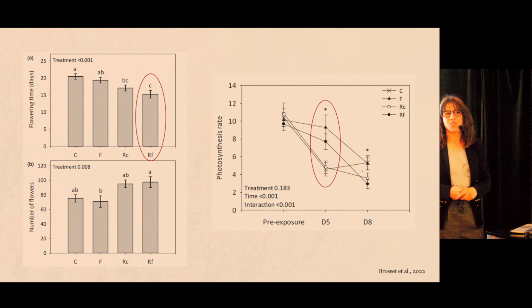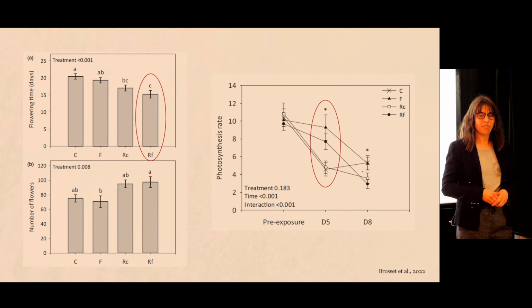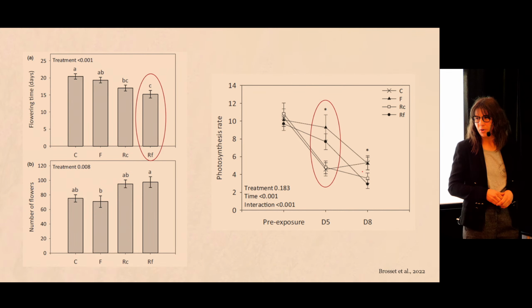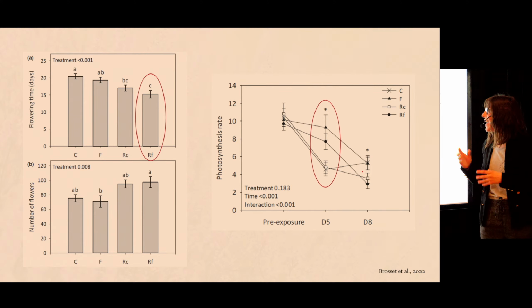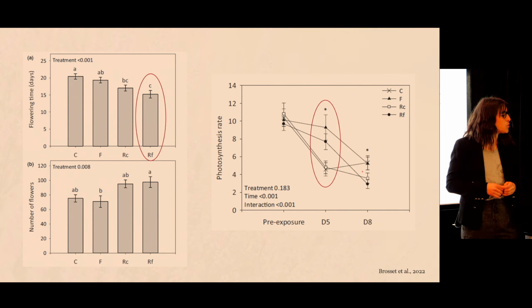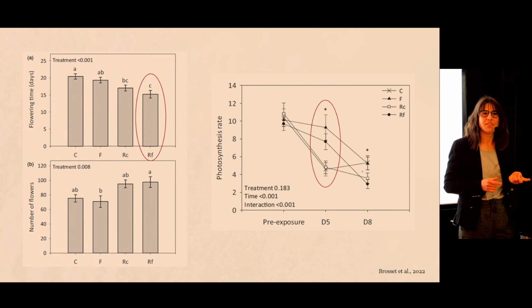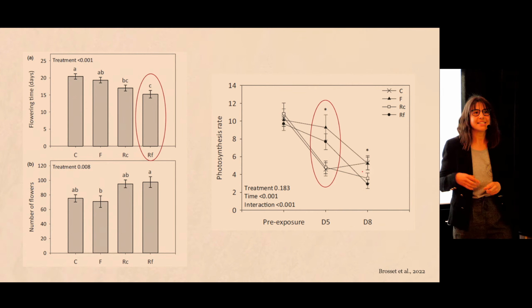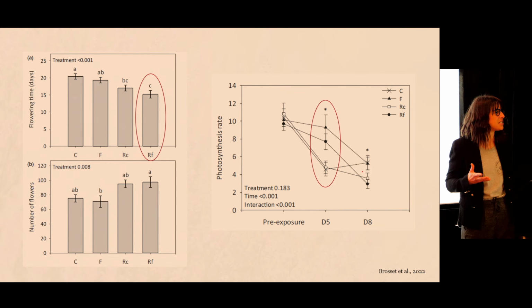The result that you can see on this graph has been published in the Journal of Ecology. And RF represents the plant that has been receiving the odor from the damaged plant. And C represents the untreated plant.